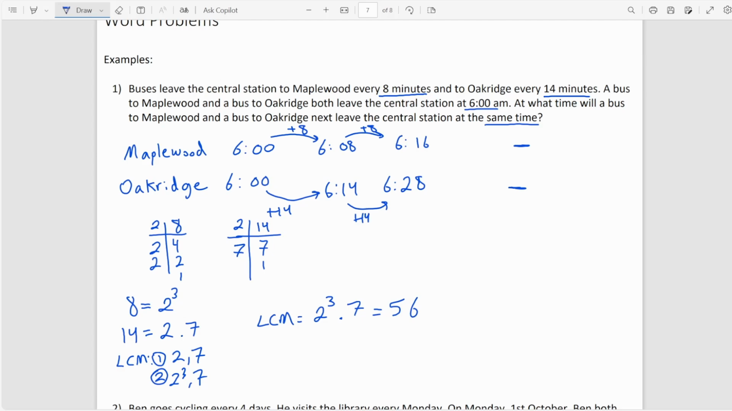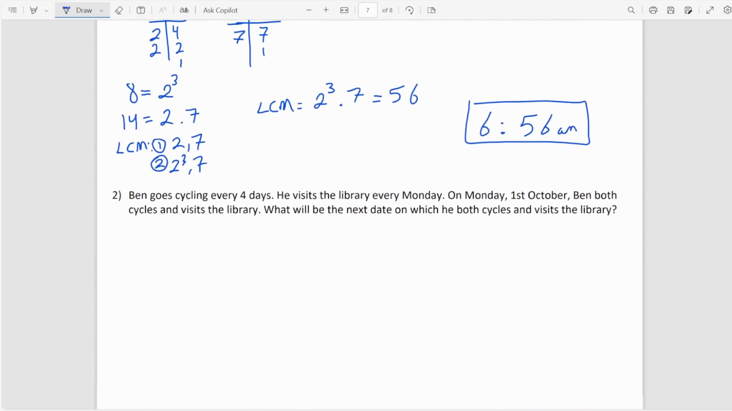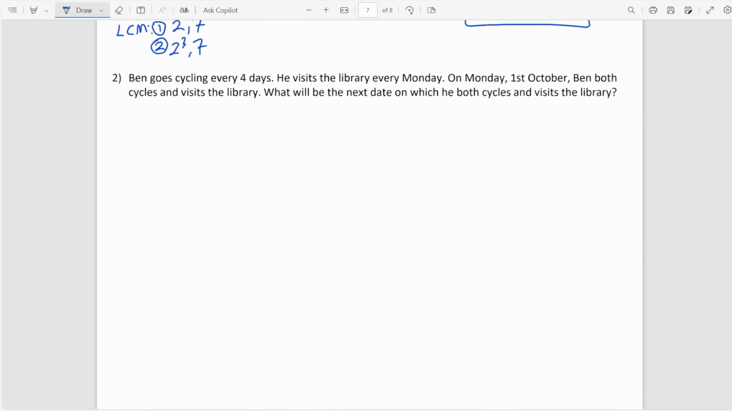So as you can see, when is the next time? It will be at 6:56 a.m., all right? So hopefully this makes sense because, again, if you keep going with these multiples, eventually you're going to hit 6:56 for Maplewood, and again also 6:56 for Oak Ridge, which is the lowest common multiple between the numbers, the minutes. Okay, let's move on to the next example.